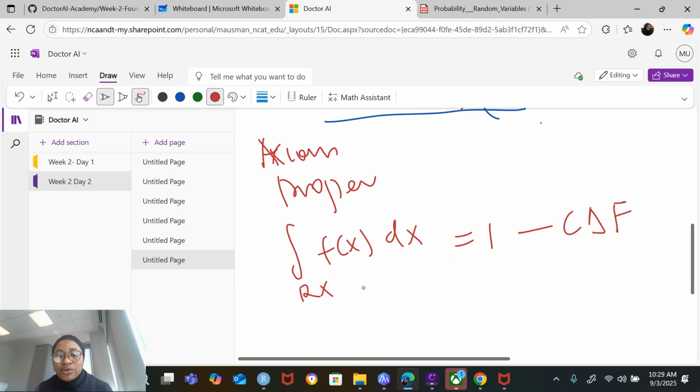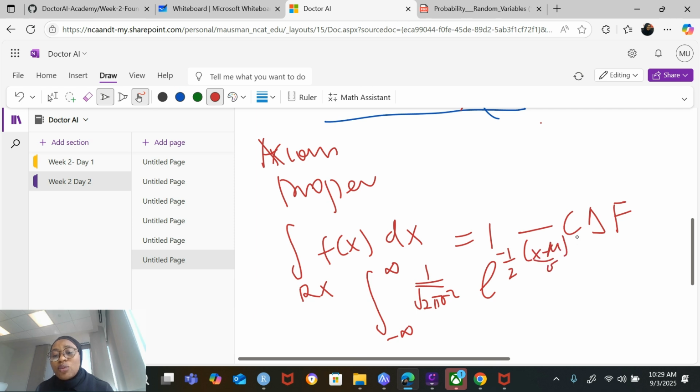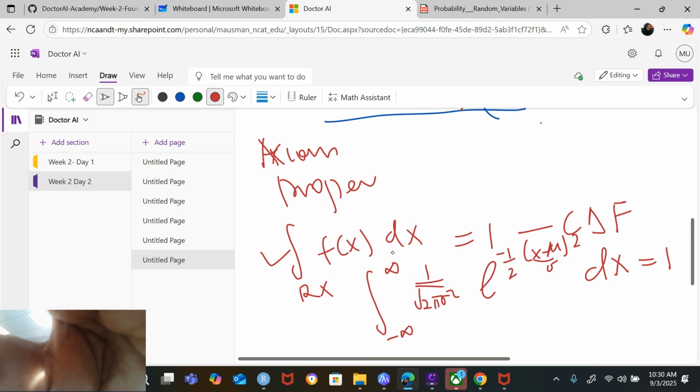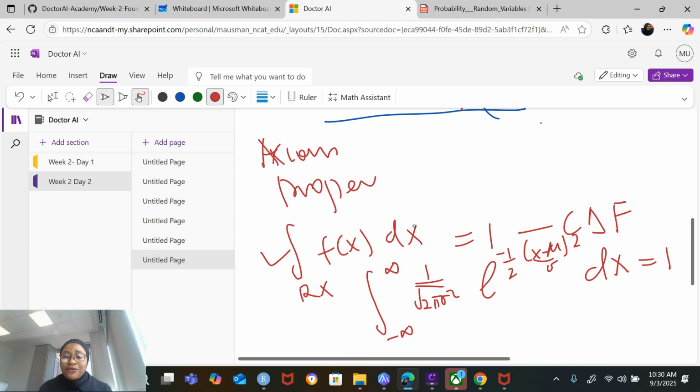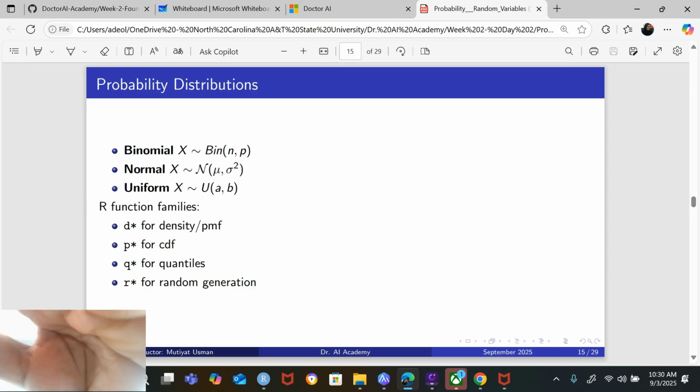It's just like when we have the normal distribution: when you integrate from minus infinity to infinity of 1 over square root of 2 pi sigma square, times exponential of minus 1 over 2 of x minus mu over sigma square, then you do dx, this must be equal to 1. It is a major property in probability. When you integrate over the range of that function, it must be equal to 1.